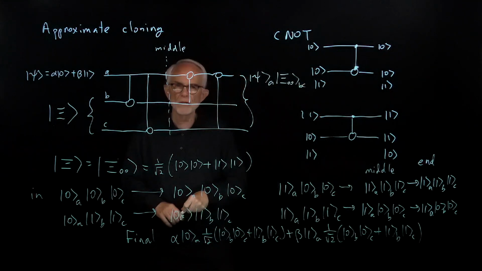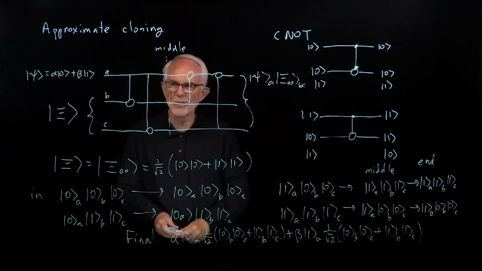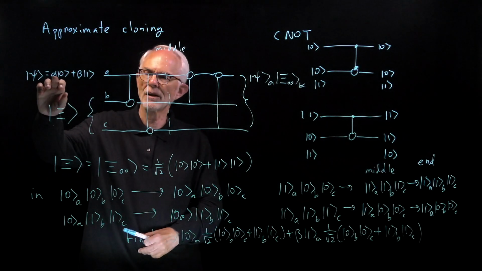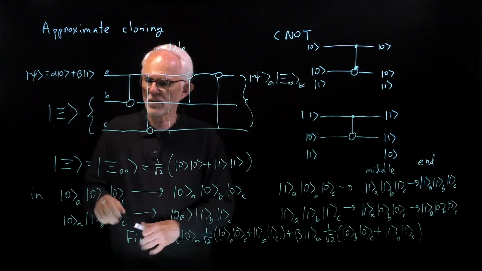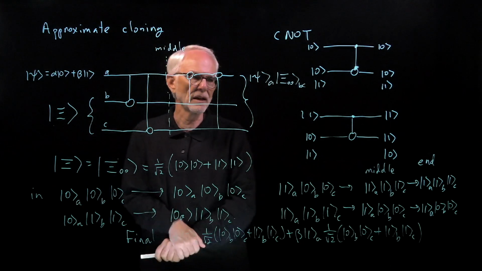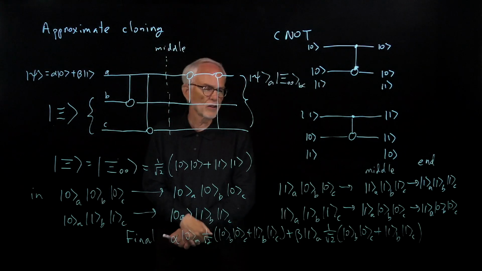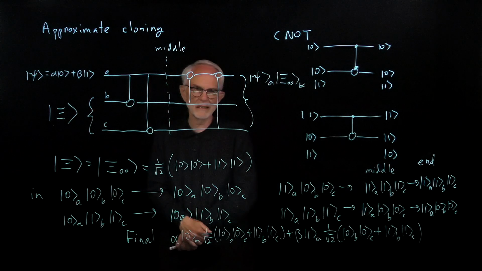So what did this circuit do? It did precisely nothing. You'll notice that we started with psi in the A line, and it came out in the A line. We started with |00> in the BC lines, and it came out in the BC lines. So this might look like a really stupid thing to do, but it will turn out to be useful when we get to the next step.